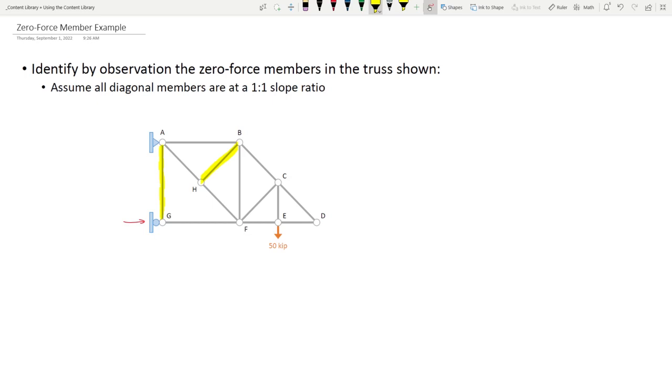I've got 2 members. What does rule 1 say? 2 unknown members, no loads applied at the joint. I propose both of these are zero force members. This is a zero force member. That's a zero force member. There's nothing on it. Honestly, somebody just put some stuff out there. Like they had the truss built, and they said, let's just put a couple other members out there. But there's nothing on it.